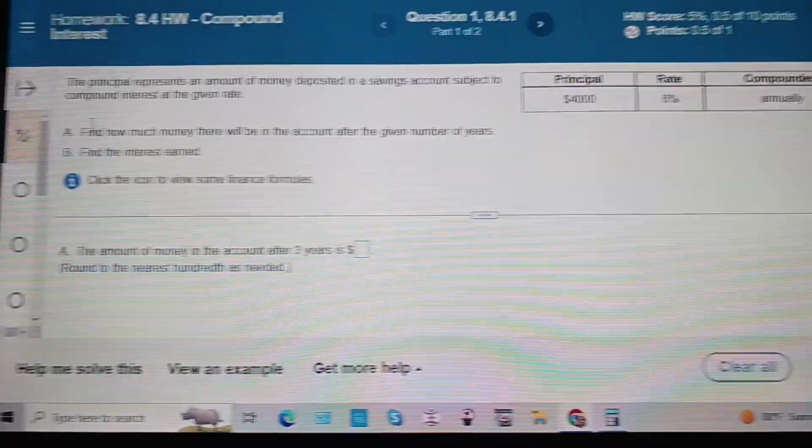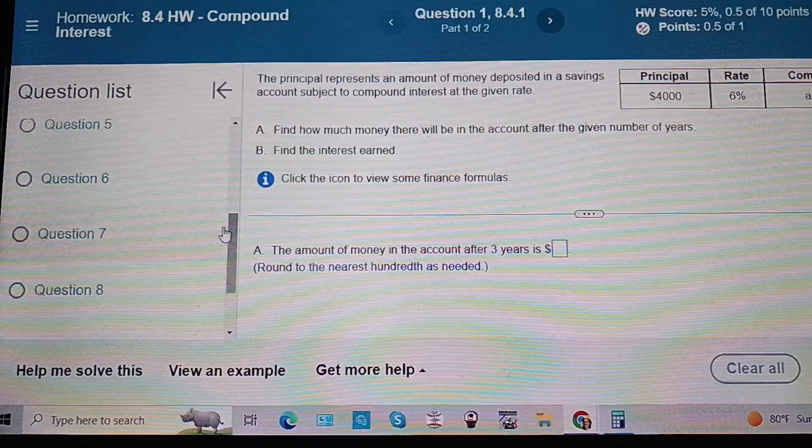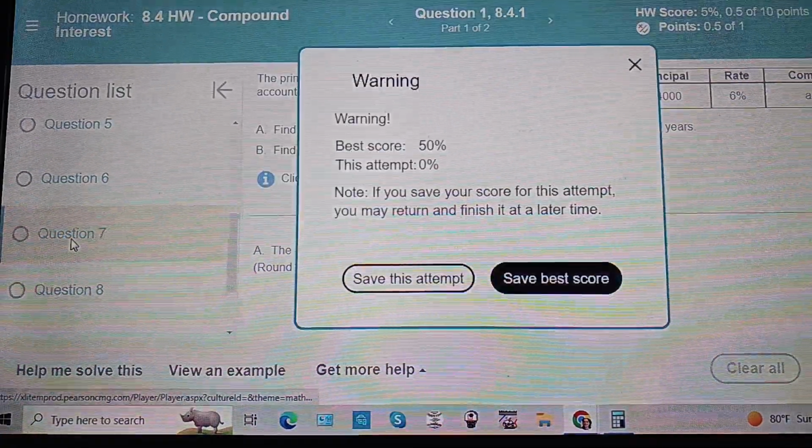You can also pull this open here. I closed it, but if you open this, it shows you the questions, so you can jump around. And maybe I want to do number 7 next. You don't have to do them in order.